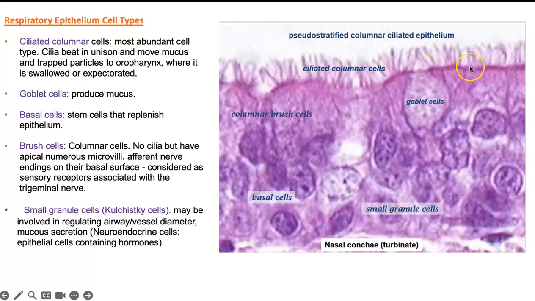Also, you have brush cells, the columnar brush cells, which have no cilia but have microvilli, and this is usually connected by nerve endings. It is a sensory receptor associated with the trigeminal nerve, which is number 5. Also, the epithelium includes a small granule cell. This granule cell is important to regulate the airway and diameter of the blood vessels, and also for the mucus secretion.